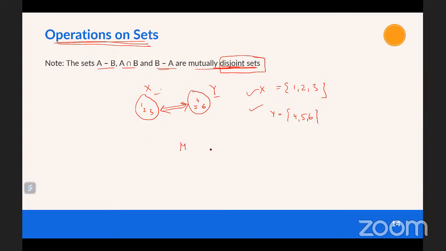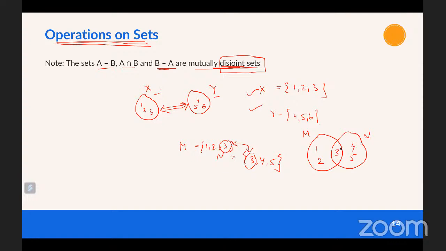When we have two sets M and N, where M is 1, 2, and 3, and N is 3, 4, and 5, there is one common element, 3, in both the sets. So when you draw M and N, one element will be common, 3. The set M will contain 1, 2, and 3, and the set N will contain 3, 4, and 5. So this is the common region. Therefore, M and N have some common region and they are not disjoint.